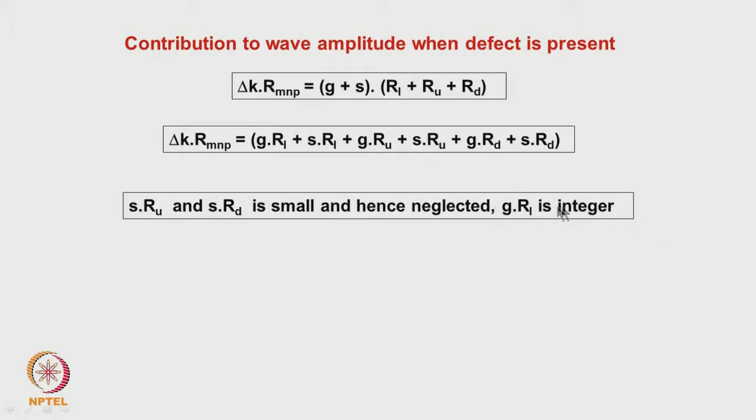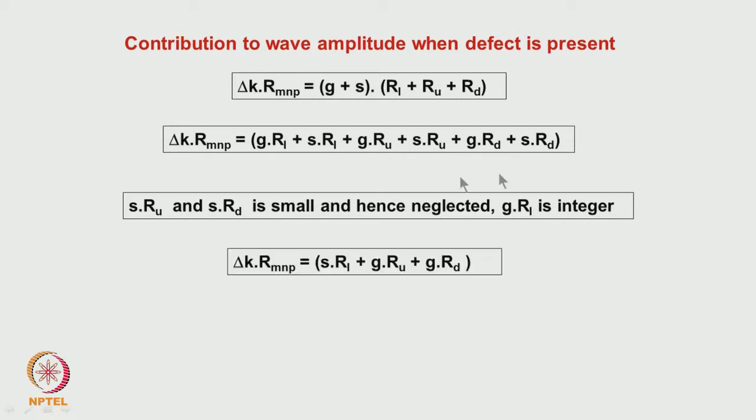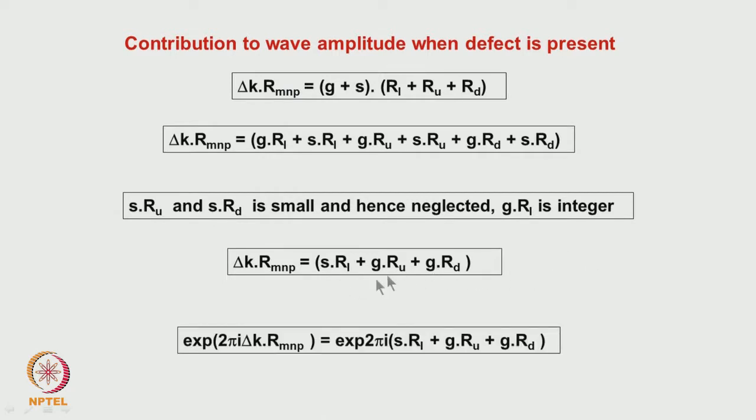G dot RL is going to be an integer. So now we will be left with only three terms: S dot RL plus G dot RU plus G dot RD. So what is RL, RU, RD?